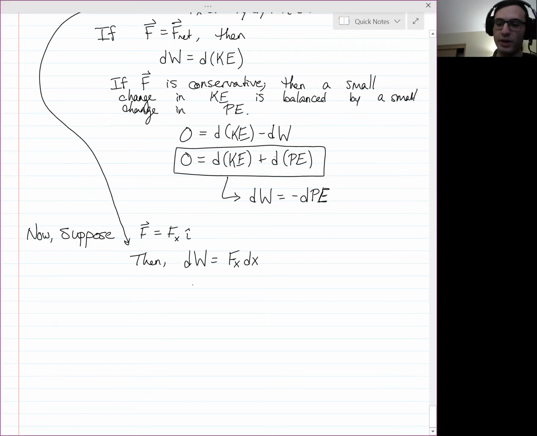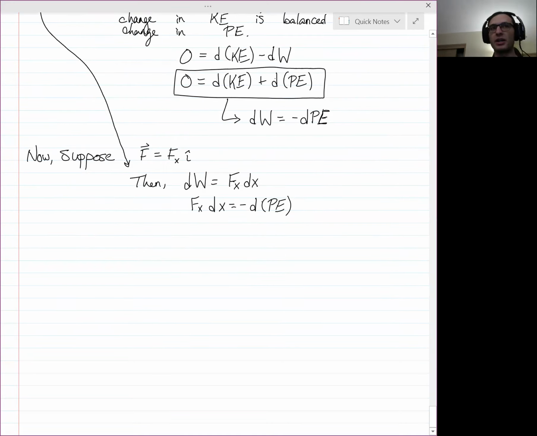So what do we have? We have f sub x dx equals negative small change in potential energy. The reason I'm doing all of this small, by the way, is because of what's about to happen. I'm going to pull a thing that they tell you not to do in math class. I'm going to divide by dx. So then f sub x is just negative dPE over dx, and that's a derivative. That is, if you have the potential energy function and you take the derivative of it with respect to x, you get the force in the x direction.